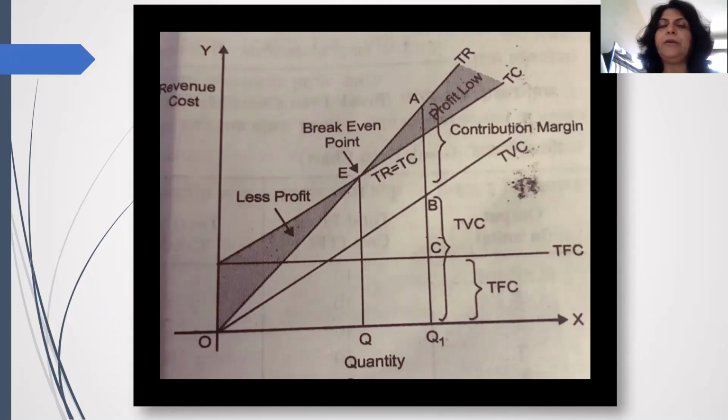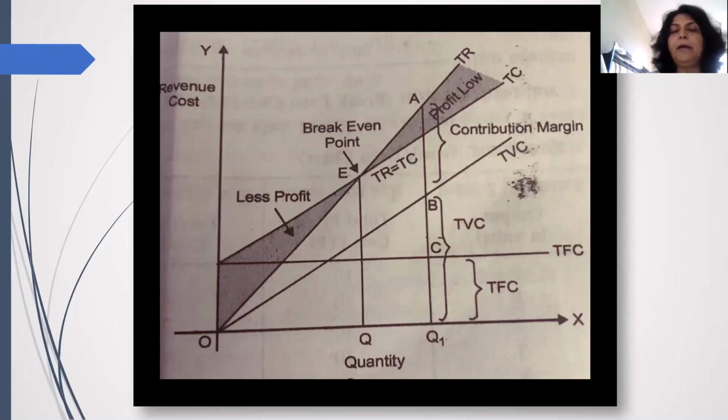So basically, what is contribution margin here? Contribution margin will be TR minus TVC, as we have defined. Here at output Q1, we have TR equal to AQ1 and TVC is BQ1. The difference between the two is AB, which shows the total contribution margin. So this total contribution margin will give you the extent of the profits that you can make.